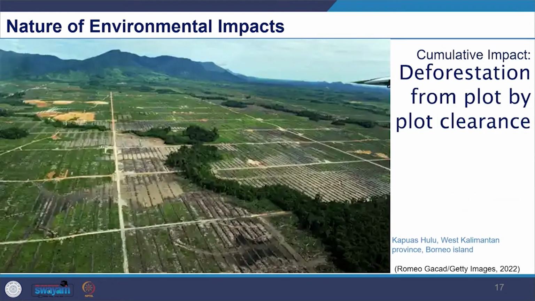The impact can also be cumulative in nature, meaning a project may not have significant impact at the individual level. When you look at one individual project, it might not have that kind of impact. But when you look at them all together, with other developments which would come in some time or in the same region, they may have significant impact on the receiving environment. An example of this could be deforestation, as you have seen in the previous week. Deforestation results from plot by plot clearance. When you look at one plot, it might not be significant, but when you look at it in totality, it leads to large scale deforestation.